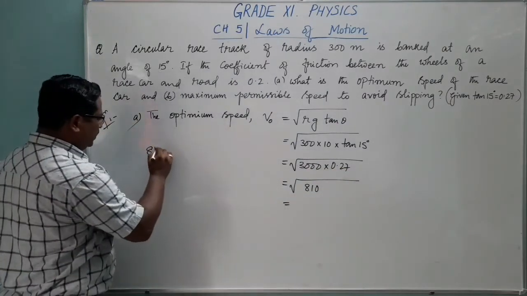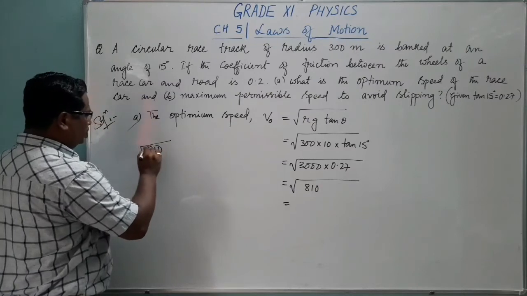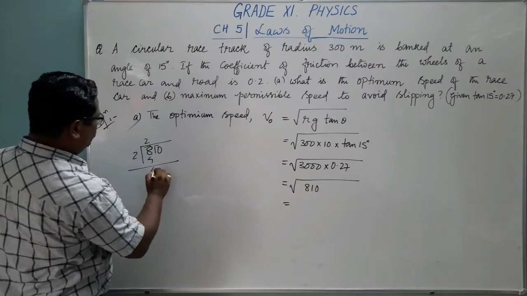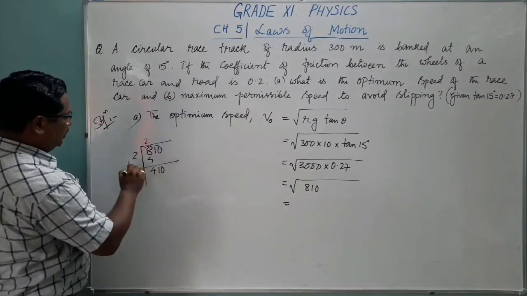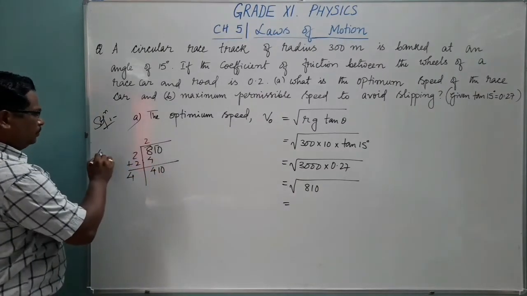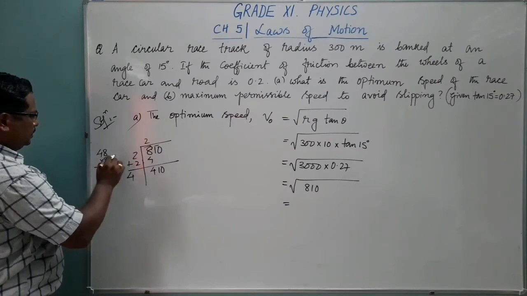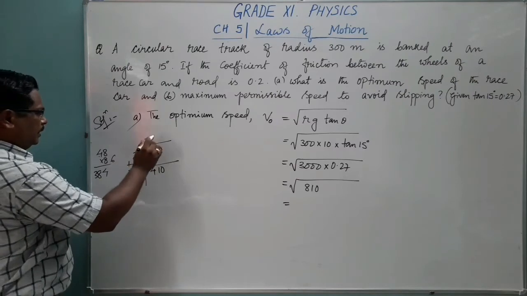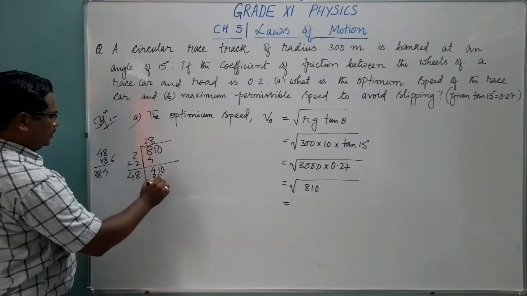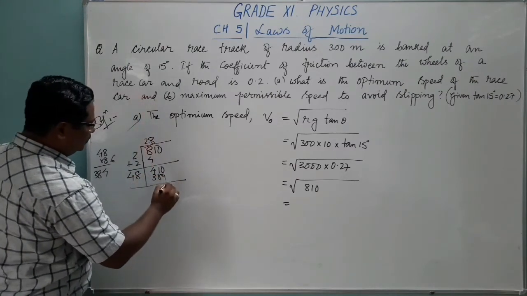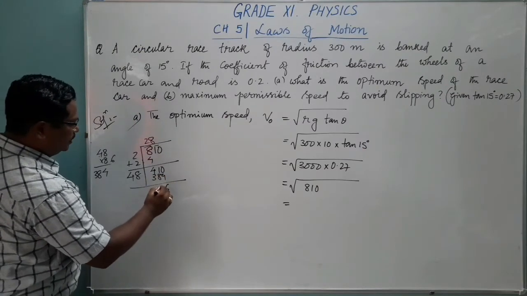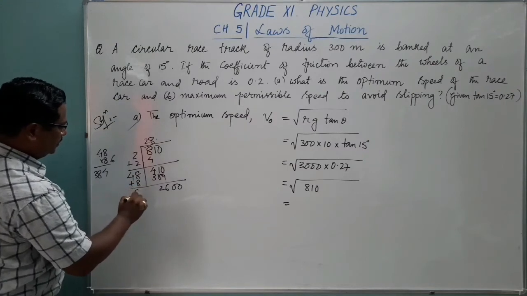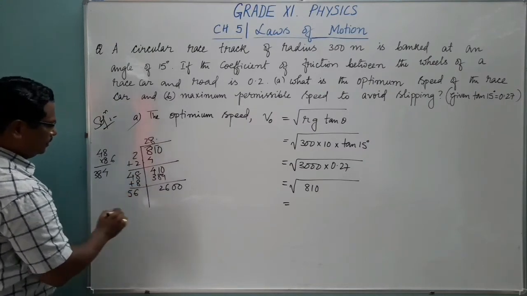Then 810, if you find out the square root, 2 2s are 4, 3 3s are 9, cannot come, so 4. 10 minus 4 is 6... then plus 2, which is 4. 4 8 times, let us see, 8 8s are 64, 8 4s are 32, 384. 10 minus 4 is 6, 10 minus 8 is 2, and if you write decimal, 0 0 will come, plus 8 is 16, 6, 1 in hand, this is 5.